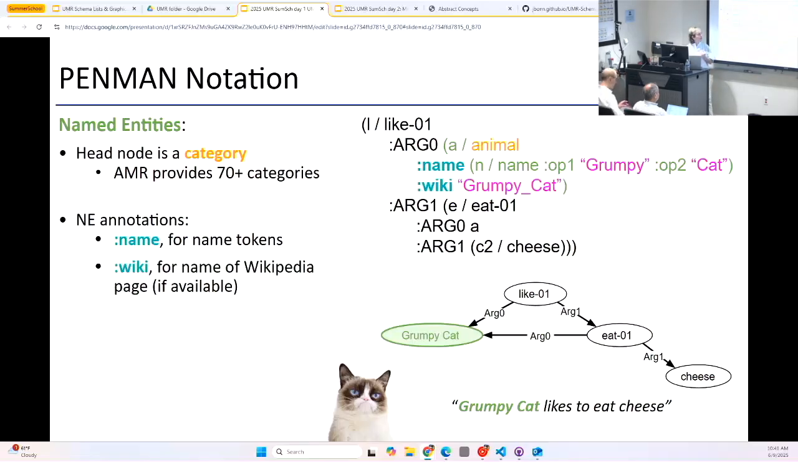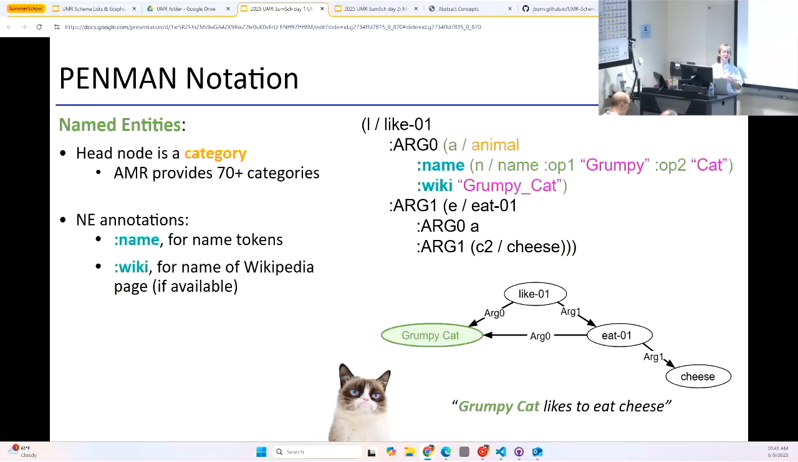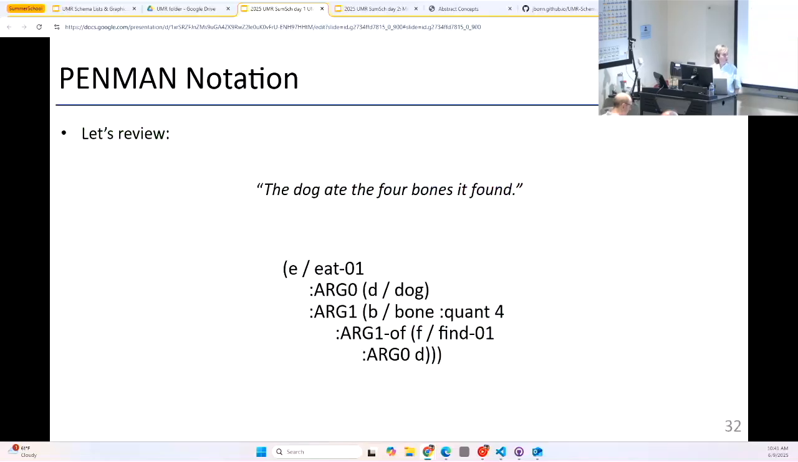There's also a wiki role. We haven't actually talked about whether we do this for UMR, but it's in a lot of the data. It's in the 2.0 release just because it's in there from the English AMR that we've been converting from. So you'll see it in the data, but it's just a link to the Wikipedia page where that entity exists.